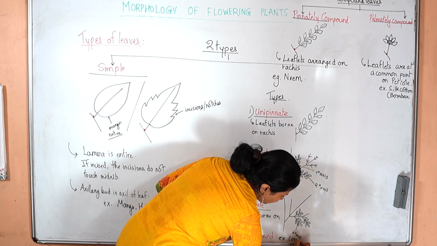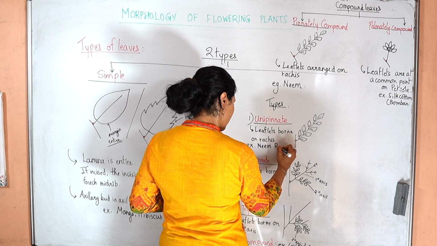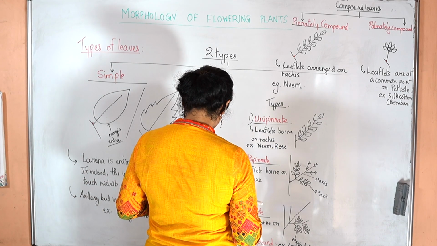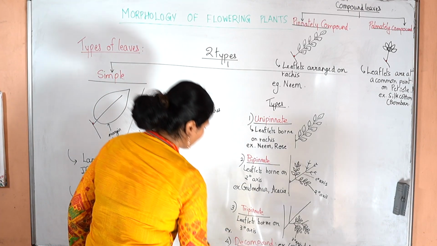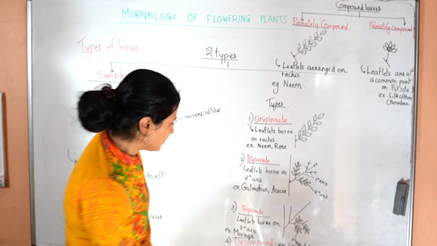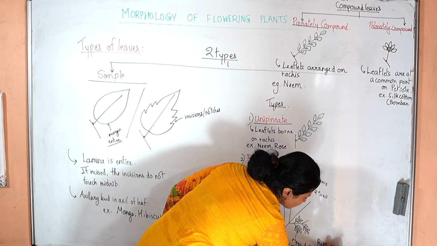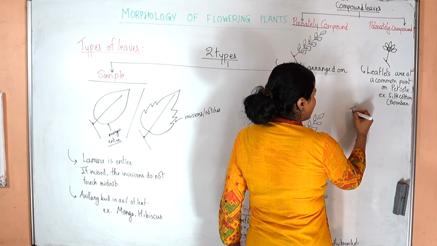Example, coriander. For Unipinnate, you can write example neem, rose. For Bipinnate, you write gulmohar and acacia. For Tripinnate, let's write example of moringa. And decompound, you can write coriander, repeatedly branched. This is AIIMS syllabus. Further we'll see the types of palmately compound as well.